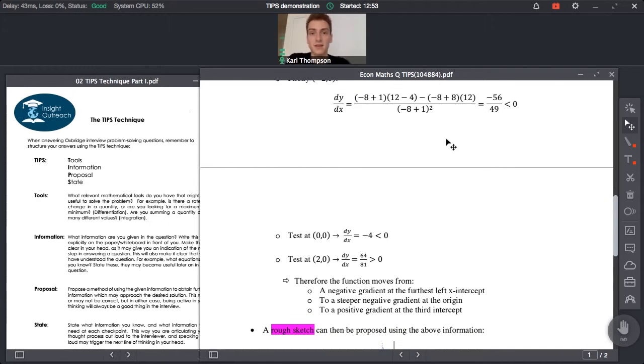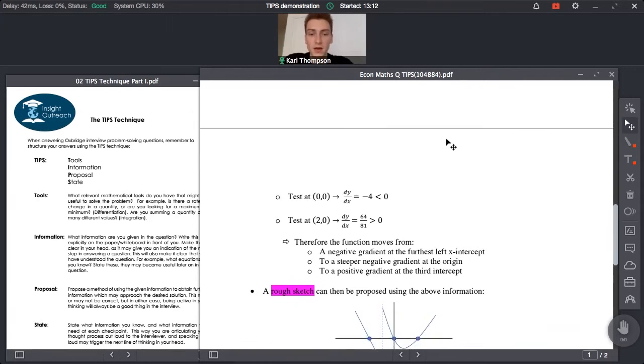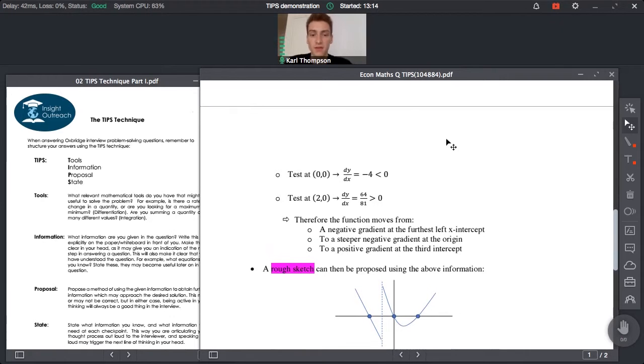And this might seem a bit uncomfortable at this stage, but I think it's always best in the proposal stage to suggest an initial sketch or an initial answer to the question. You can come back and amend that and improve it, but it shows that you're already thinking about where this question is going. So we could propose this rough sketch.